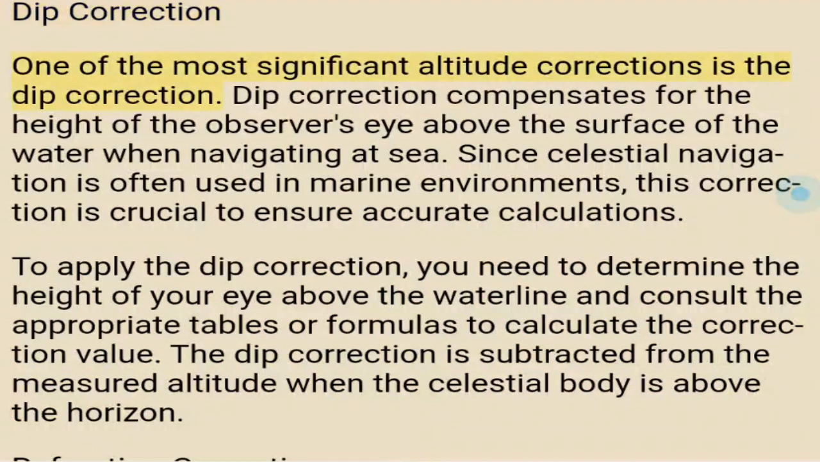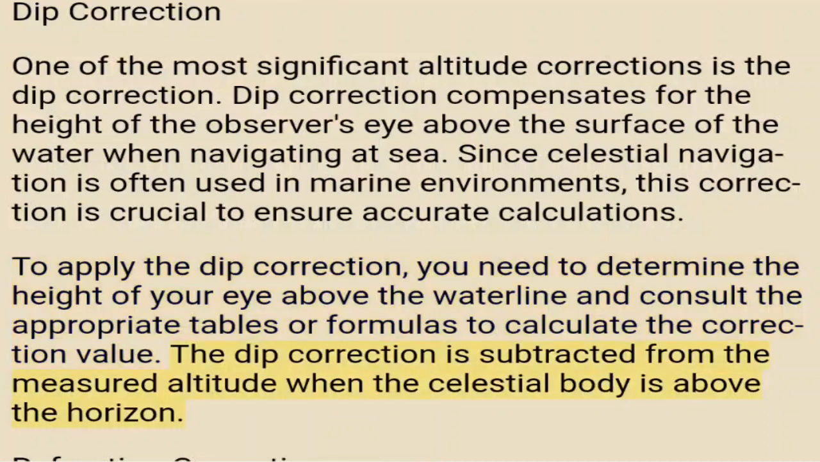Dip correction. One of the most significant altitude corrections is the dip correction. Dip correction compensates for the height of the observer's eye above the surface of the water when navigating at sea. Since celestial navigation is often used in marine environments, this correction is crucial to ensure accurate calculations. To apply the dip correction, you need to determine the height of your eye above the waterline and consult the appropriate tables or formulas to calculate the correction value.